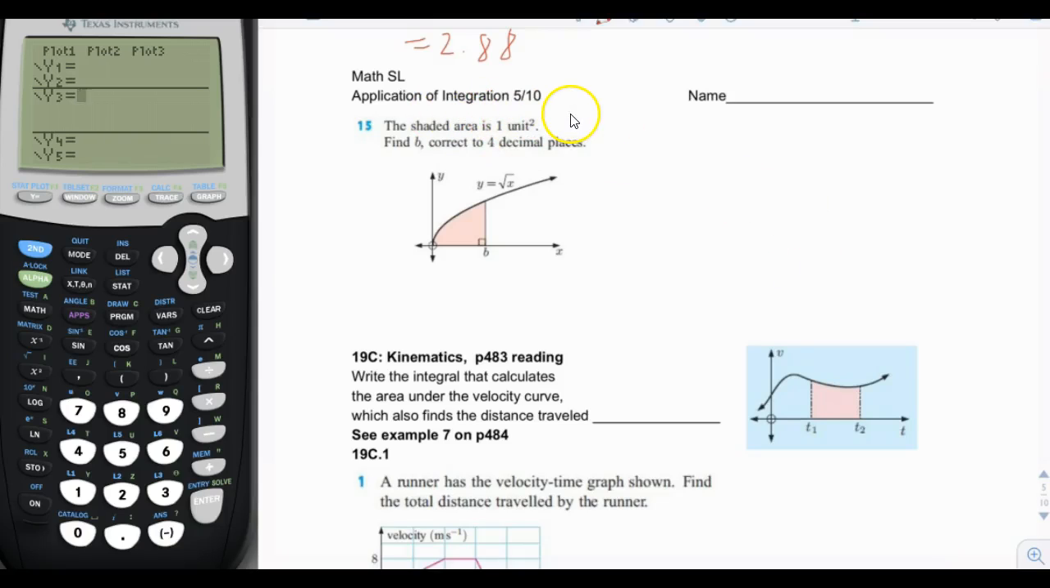Applications of integration, page 5, number 15. The shaded area is 1 unit. Find b correct to 4 decimal places. Okay, so let's write out the integral that we're going to do here. It's going to be the integral from 0 to b of the function square root of x dx. And they said that that is equal to 1.